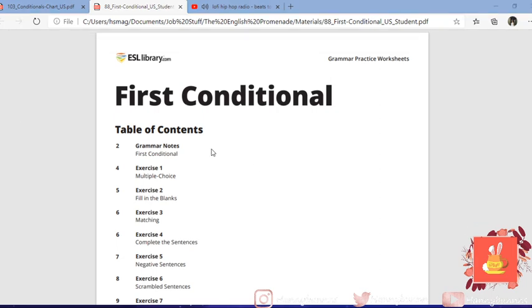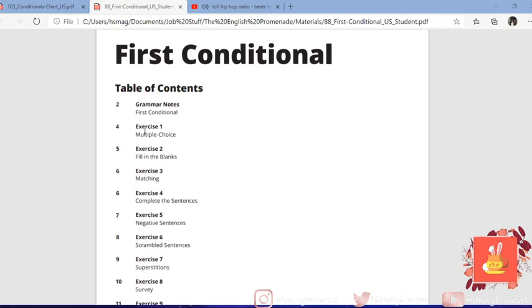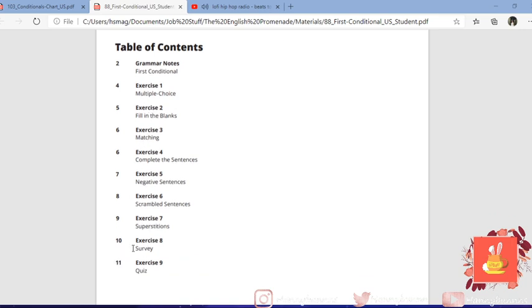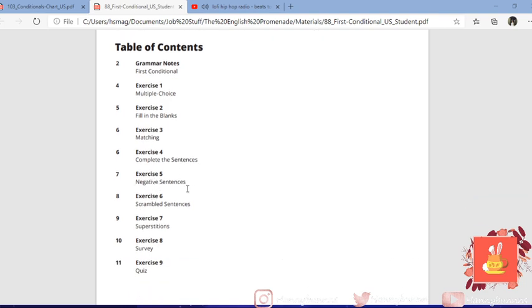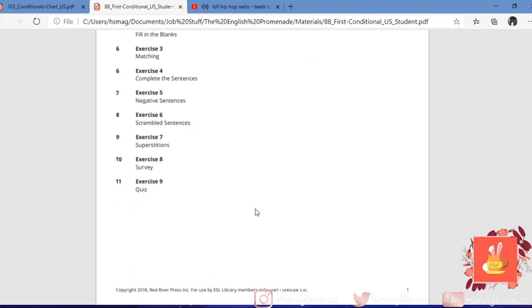I'm just making sure everything's good. We're going to look at the grammar notes, and then we're going to do some of these exercises. It's up to you guys if you want to do all of them, because there's a lot. There's multiple choice, fill in the blank, matching, complete the sentences, negative sentences, scrambled sentences, superstitions. I don't know if this one is matching or just writing. There's a survey and there's a quiz. I'll leave it up to you guys if you want to do that.